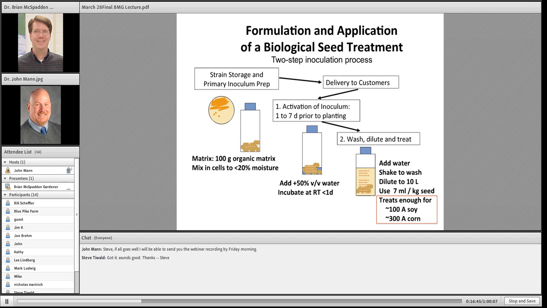And then the customer is able to activate the inoculum 1 to 7 days prior to planting simply by adding water in a fixed volume to this. If you incubate it for 12 hours, the inoculum is activated and grows to a level that allows you to dilute it in a larger volume of water. In this case, a small 100-gram bottle is able to be diluted into 10 liters of water, and that's sufficient to treat the seed that's necessary to plant about 100 acres of soybean or 300 acres of corn.